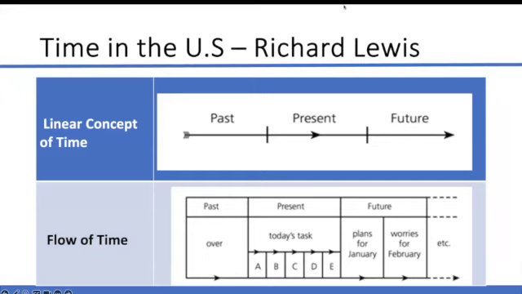Now, the anthropologist Richard Lewis talked about the linear concept of time. Western time is very much linear. We have past, present, and future. We tend to orient towards the future. The flow of time is like this: the past is over, we don't need to think about it anymore. In the present, we're just trying to line up what we're supposed to be doing. And for the future, we start planning ahead, right?